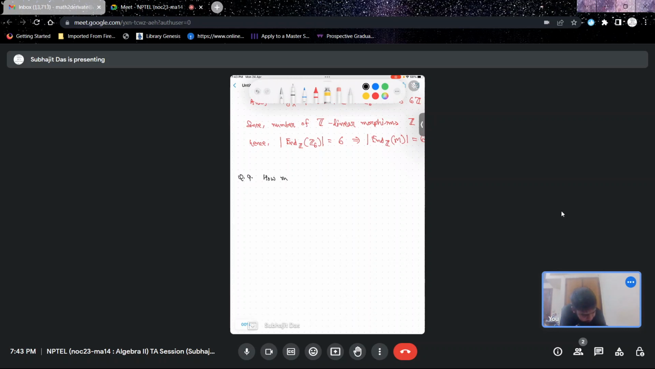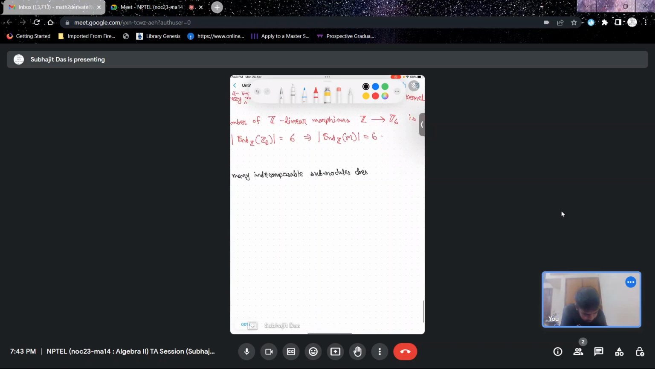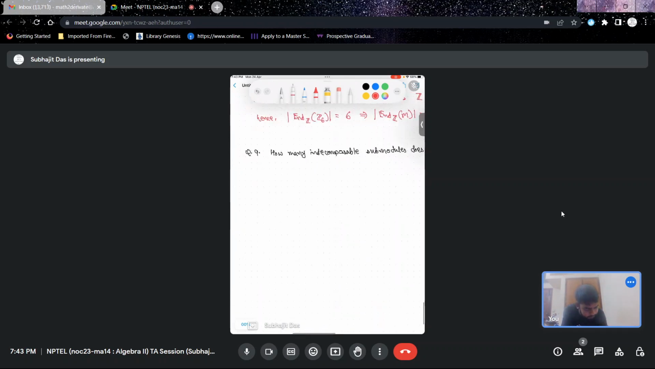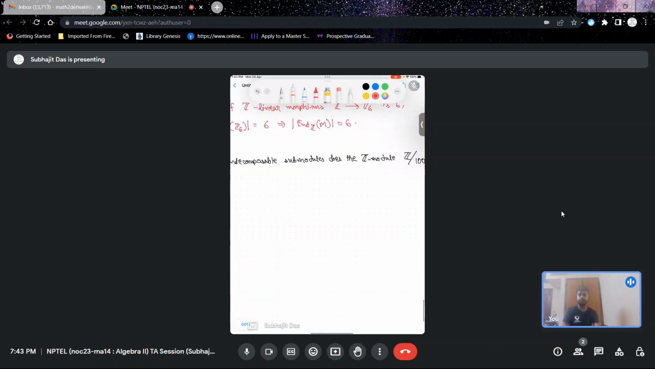How many indecomposable submodules does the Z module Z mod 100Z contain? So this is a numeric types problem. So the solution is, you have to find out the number of indecomposable submodules of Z mod 100Z.